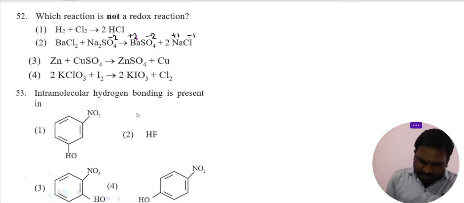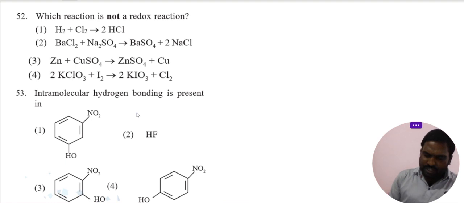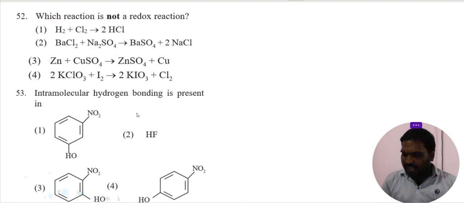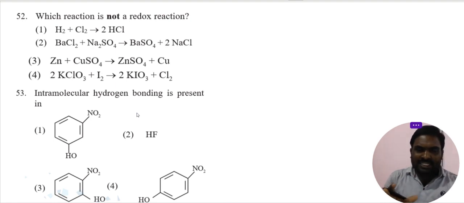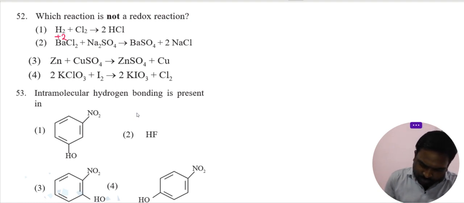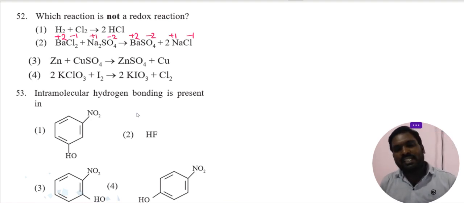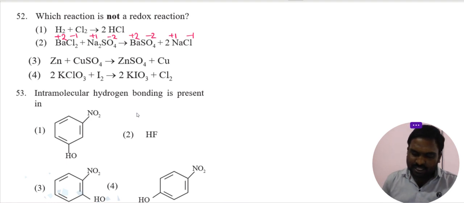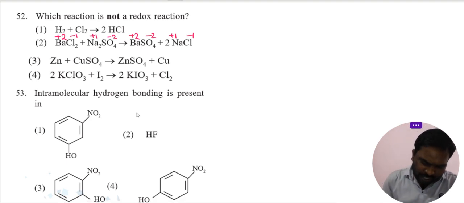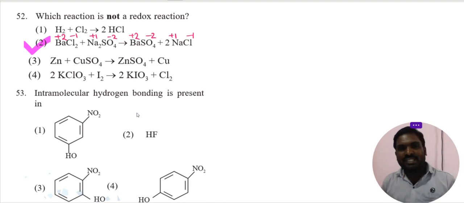Here just observe, you can find out the change in oxidation states. Which reaction is not a redox reaction? If there is no change in the oxidation states of elements, then that is not a redox reaction. Barium is plus 2 here, also plus 2. Sulfate minus 2, minus 2. Chloride minus 1, minus 1. Sodium plus 1, plus 1. From reactants to products, there is no change in oxidation states of elements. That's why it is not a redox reaction. So option 2 is the right answer.